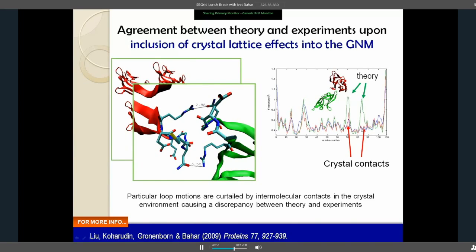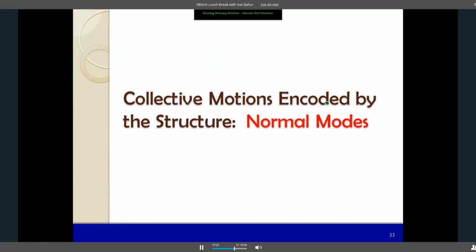We got practically the same results as the B factors. So in a sense, the theory became equally wrong, if you like, because in reality, we don't have such contacts. But this is to say that the theory is in general providing a very good description of what's experimentally observed.